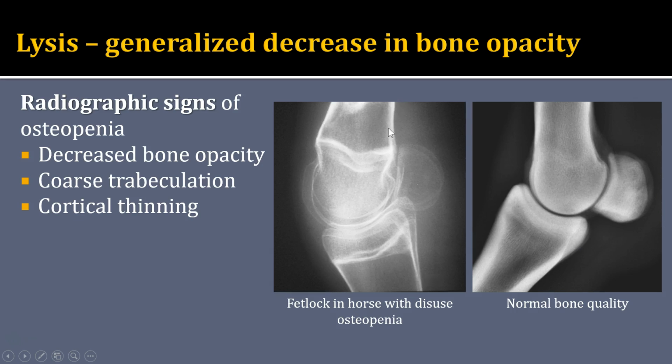So if you notice the cortices of the bones that are included, specifically even the proximal sesamoids, are very thin compared to normal, and then overall the bone opacity is decreased. And then if you look, the trabeculae that are at the ends of the bones are a little bit easier to see, so that would be our coarse trabeculation.